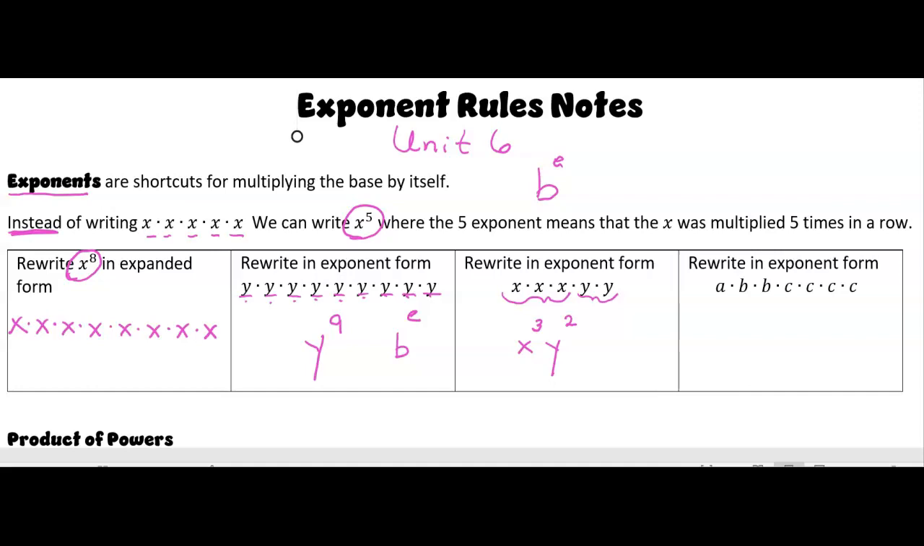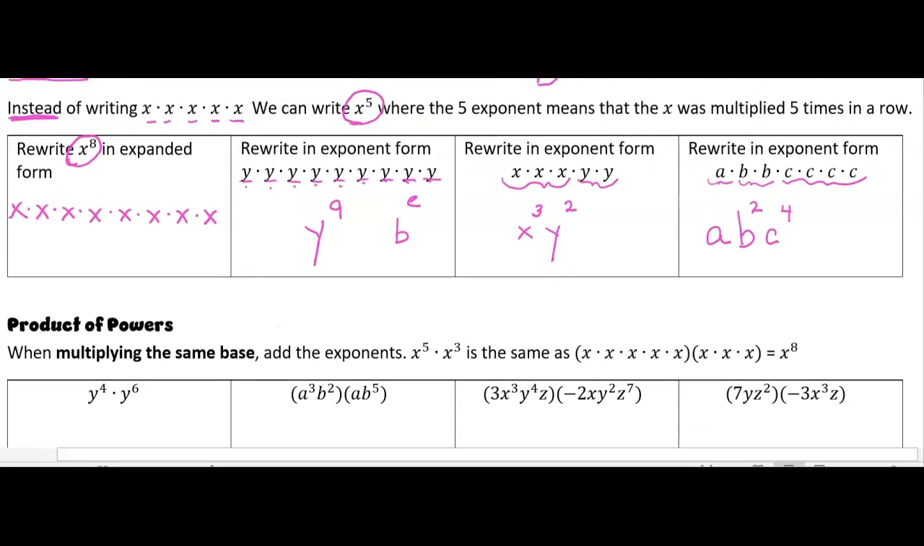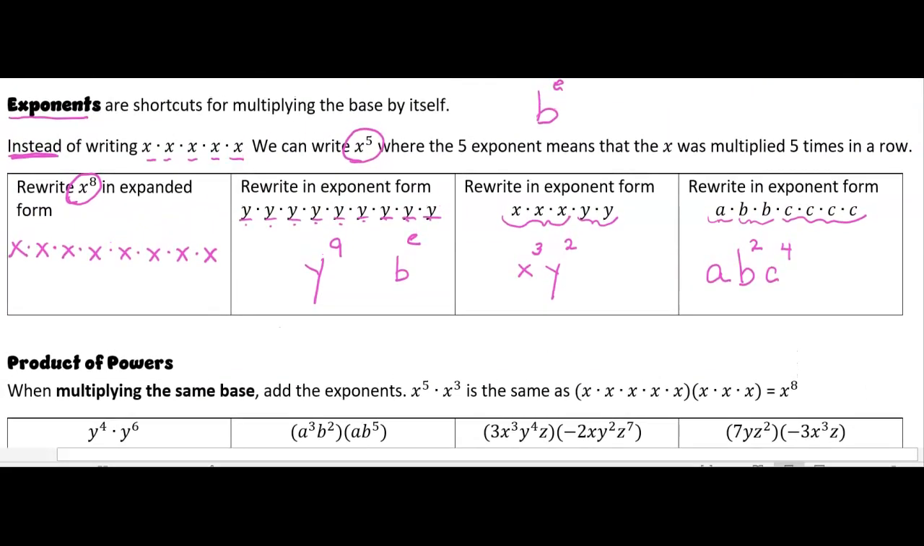Okay, so here we always do them in order alphabetically. So there aren't any other A's, so that would just be A, which is actually A to the first power. And then we have 2 B's, so that would be times B squared. And then we have 4 C's, so that would be C to the fourth power. And just like that, that's it. It's actually pretty easy. So those are called just using your exponents when you're multiplying.